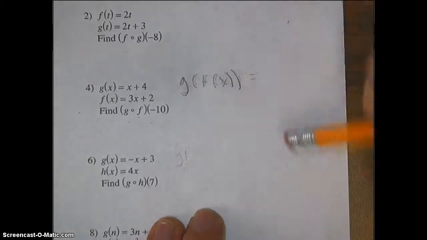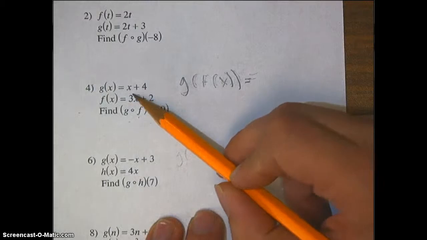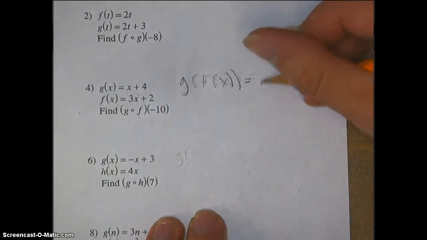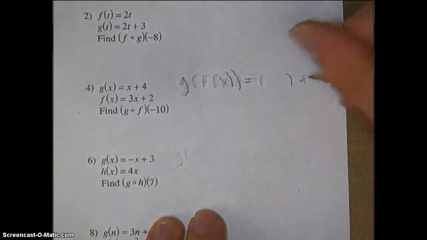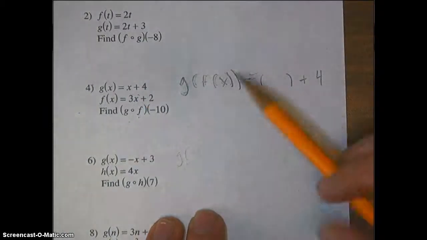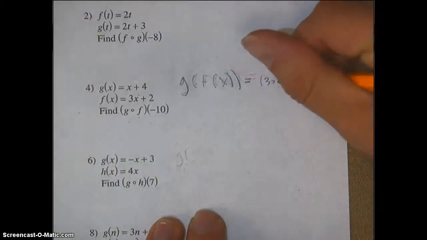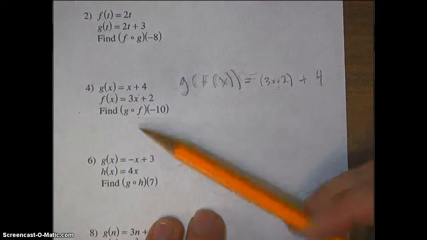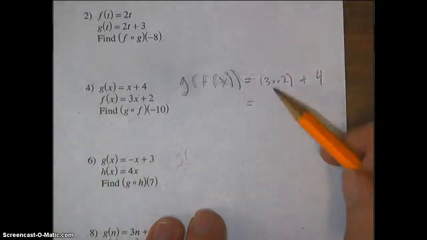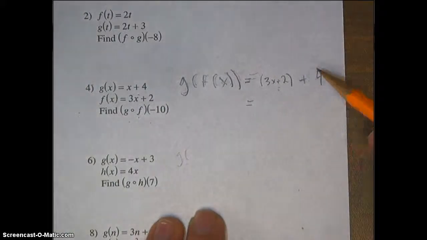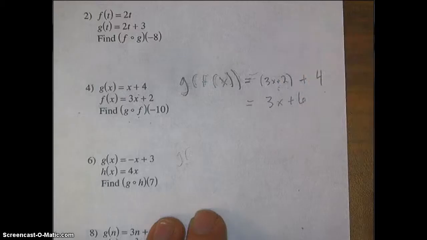Now the easiest way to do this is to start with g of x, and everywhere you see an x, write some parentheses. In this case, we just have one x, so I'm going to write one set of parentheses, and that plus 4. Inside that set of parentheses, write f of x. So it's 3x plus 2. See how I nested f of x within g of x. And then I just need to simplify this. So 3x plus 2 plus 4 is 3x plus 6.